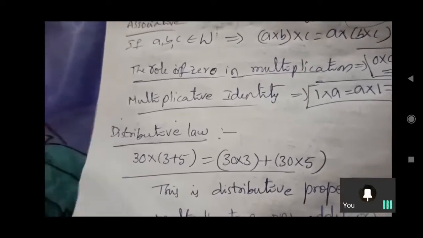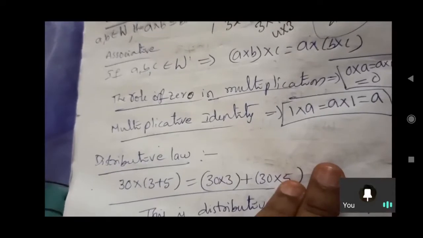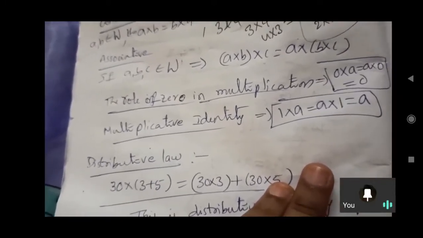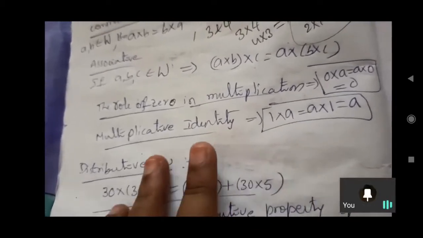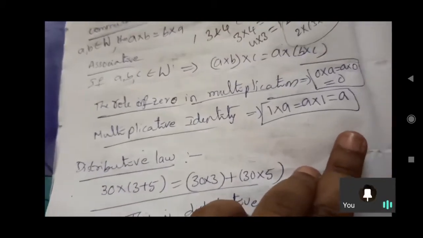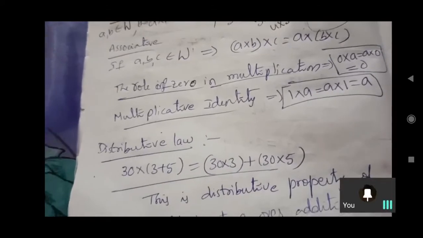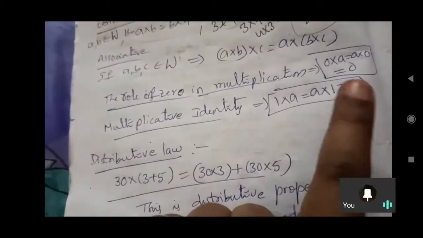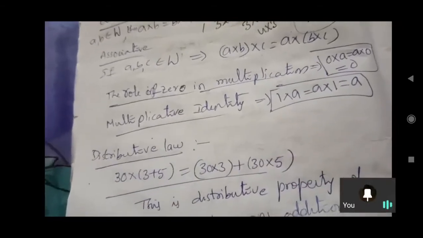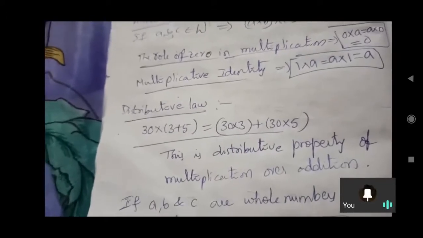The next one is multiplicative identity. If we multiply any number with 1, we'll get that number only. 5 into 1, 5. 2 into 1, 2. 10 into 1, 10. So that's why here 1 is the multiplicative identity. 0 is the additive identity, kada? ఏదైనా నెంబర్ కి 0 యాడ్ చేస్తే అదే నెంబర్ వస్తుంది. ఏదైనా నెంబర్ కి 1 మల్టిప్లై చేస్తే అదే నెంబర్ వస్తుంది. So 1 is the multiplicative identity. Is it okay? Okay.